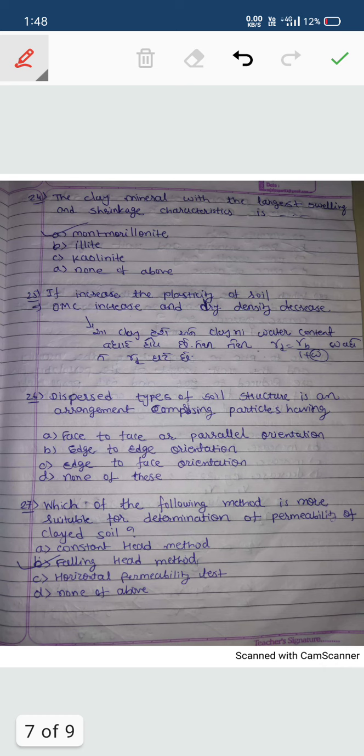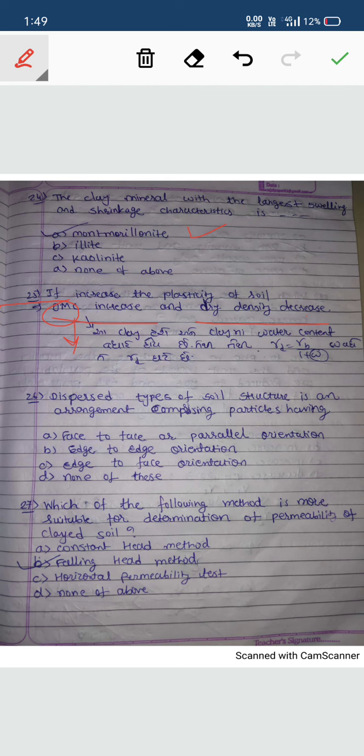Which clay mineral has the largest swelling and shrinkage? Largest swelling and shrinkage is more in montmorillonite. Now, the increase in the plasticity of the soil, this is a direct sentence: if liquid limit increases the plasticity of the soil, then OMC, the optimum moisture content, decreases, and the dry density decreases.